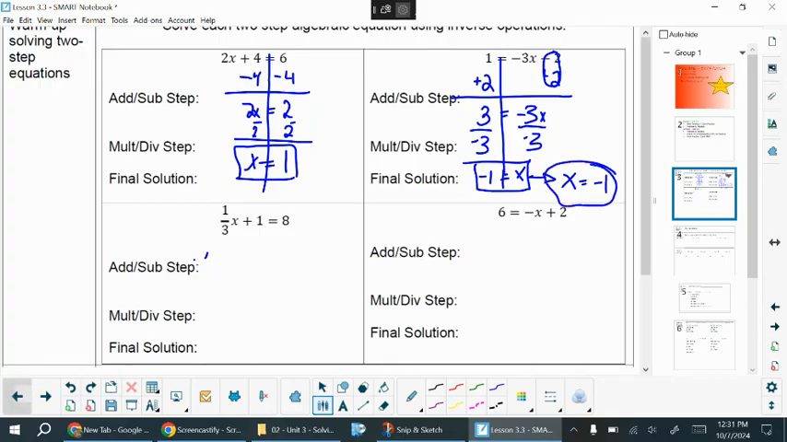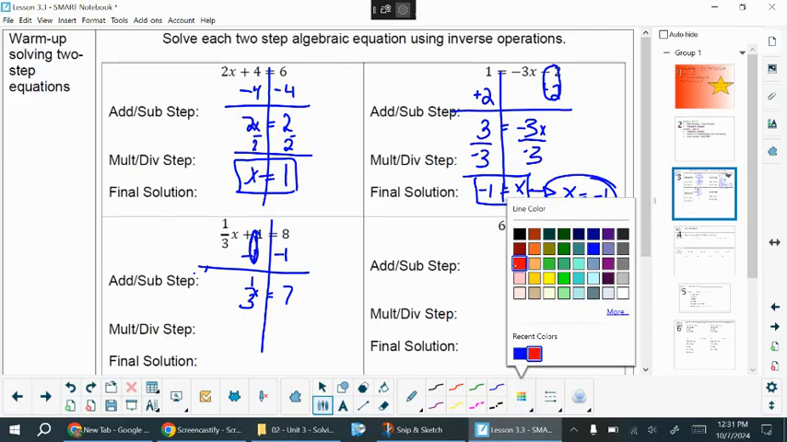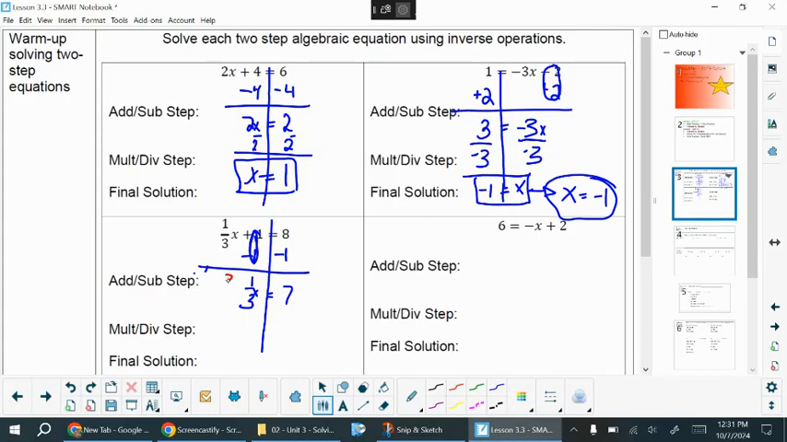Over here, we've got fractions, but just a reminder, the first step here stays the same. I see this plus 1. I need to do the opposite, which is minus 1 from both sides. That leaves me with, because this is 0, I get 1/3 x equals 7. And then I'm going to multiply by the reciprocal. So if I have a 1/3 x, I'm going to multiply by 3 over 1 on both sides. 3 over 1 times 1 over 3 just makes 1. And 7 times 3 is 21 over 1, which is just 21.